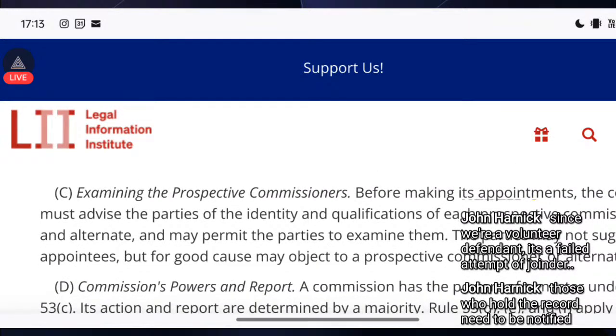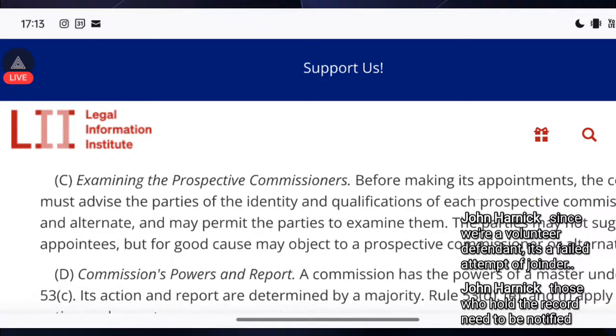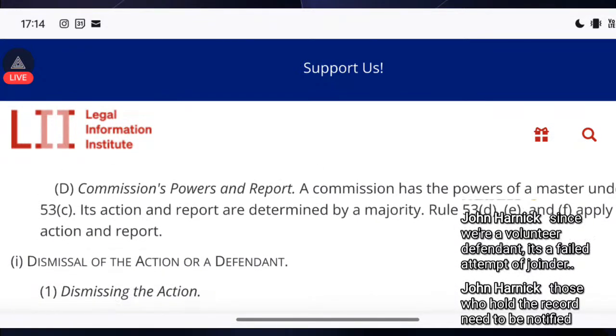Examining the prospective commissioners. Before making its appointments, the court must advise the parties of the identity and qualifications of each prospective commissioner. Powers and report.